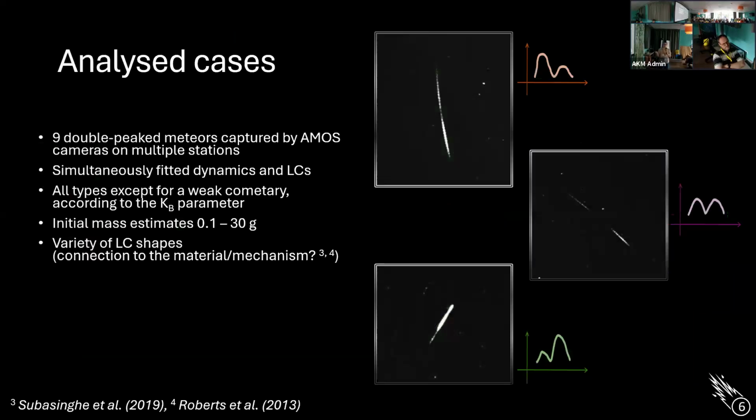So we focused on cases that were double peaked. We have 9 meteors of various shapes and also all kinds of parameters. We did some initial analysis with the KB parameter that's used to estimate the type of meteoroid. And we have all kinds from asteroidal to cometary, except for the really weak one, but that's probably just because we have such a small sample. And also initial masses range from 0.1 to 30 grams.